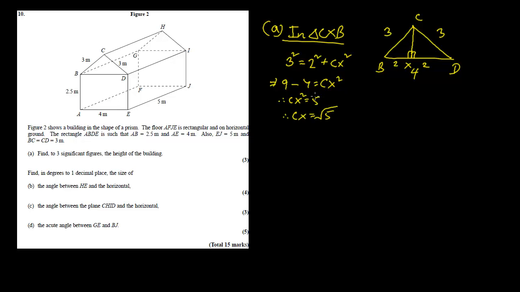Now one more thing is important. Since this is squared, we have to write plus minus. But since this is geometry and the length of a side cannot be negative, it is alright if we don't give the plus minus sign. So the answer would be the height of the building is this CX plus this height over here, which is 2.5 meters. So this would be square root of 5 plus 2.5 meters. Now the answer has to be in 3 significant figures. So let's bring out the calculator.